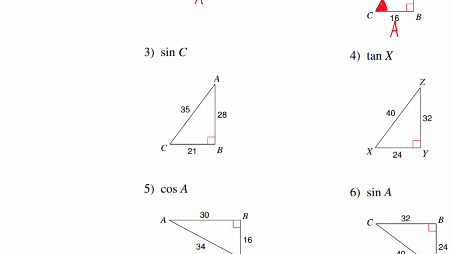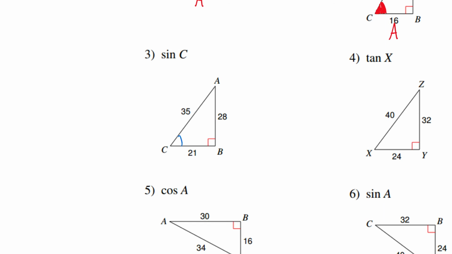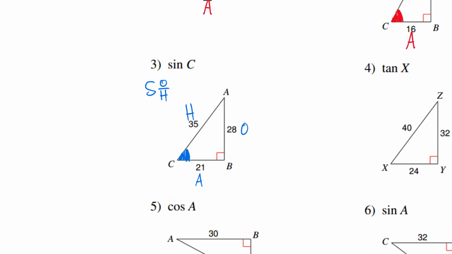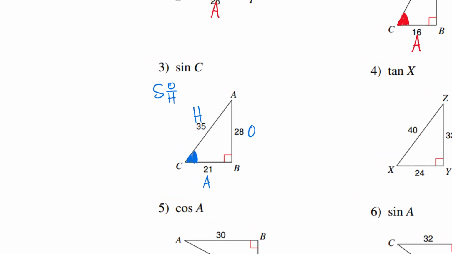Okay, dropping down to number 3. This says the sine of angle C. So here's angle C. Which one's the H? 35. The A? And then the O? 28. Sine is SOH, opposite and hypotenuse. What's the fraction going to be here? Okay, good. 28 over 35.